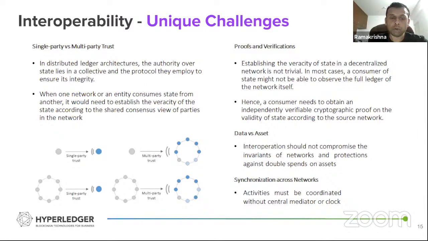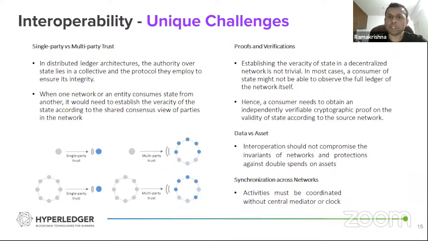But now when we want to enable interoperability, this integrity or this assurance has to be communicated when any transactions are happening between two networks, or when any data is being communicated from one network to another. So when one network consumes state from another, it needs to establish the veracity of the state that is being supplied, and that veracity has to obey the shared consensus view of the parties of that network. So the consensus views of both networks are important, and have to always play a part when you're talking about two networks interoperating. So how do we enable this?